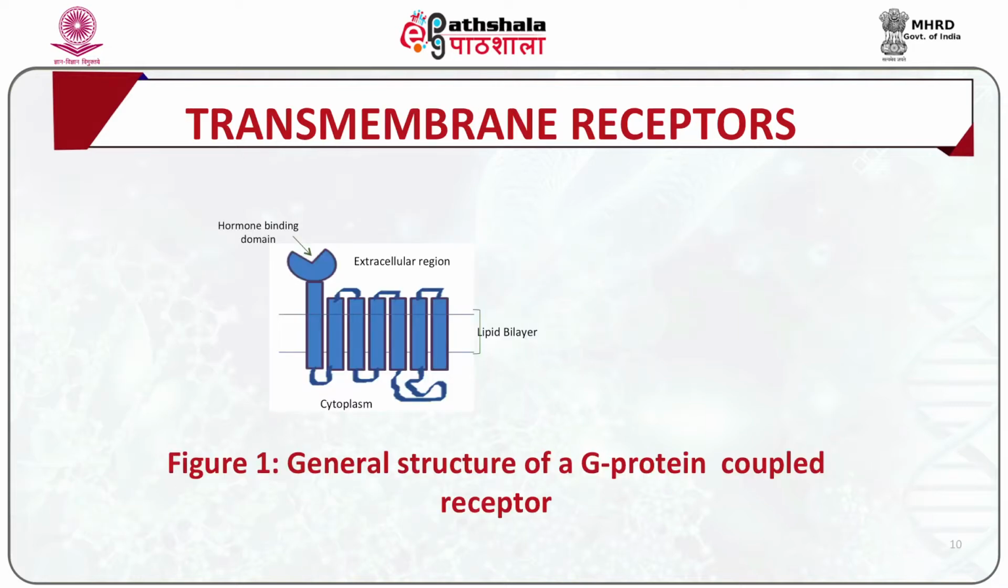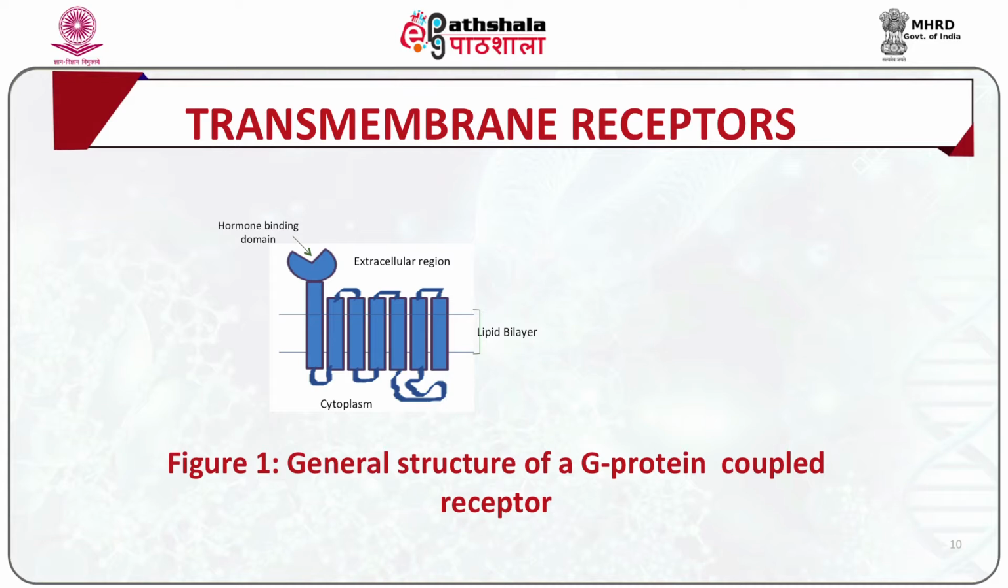Talking about the transmembrane receptors, many hormones are soluble in water, like peptide hormones and glycoprotein hormones. These hormones can't diffuse through the plasma membrane. Hence, their receptors are located in the plasma membrane. There are two major types of transmembrane receptors. One is G protein coupled receptors or GPCRs, and second is enzyme linked receptors or kinase receptors.